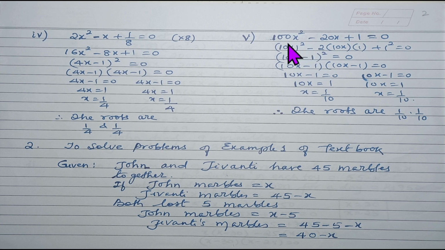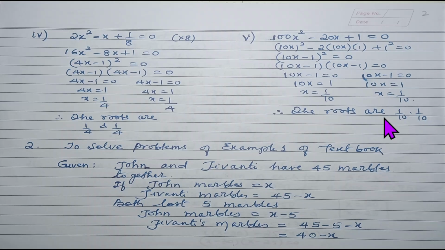Now the next example is 100x square minus 20x plus 1 equal to 0. Again here if you observe, this is a square minus 2ab plus b square form, therefore it is a minus b whole square equal to 0. So 10x minus 1 whole square equal to 0. So 10x minus 1 into 10x minus 1 equal to 0. So we get x is equal to 1 by 10 and x is equal to 1 by 10, and again two equal roots.